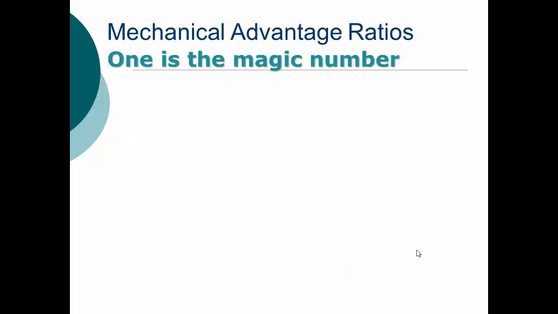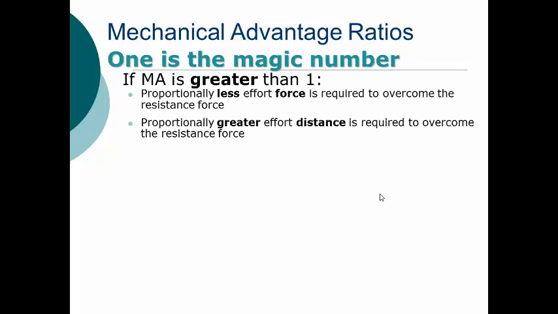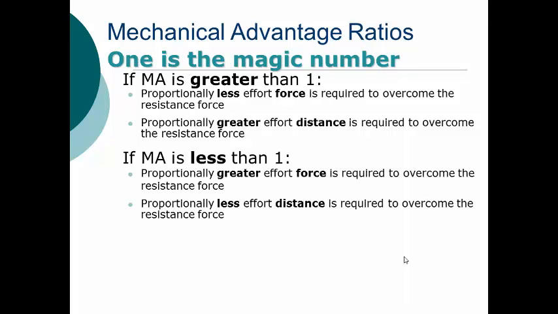When we talk about mechanical advantage, we're focused on a ratio. 1 is the magic number that those ratios are compared to. If the mechanical advantage is greater than 1, that means it took less effort force to overcome any kind of resistance force that you're lifting. In doing so, though, we have a greater effort distance to overcome that resistance force.